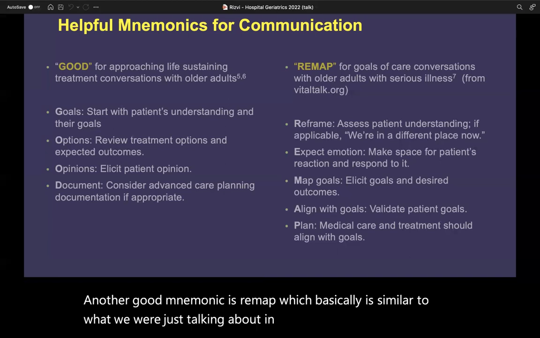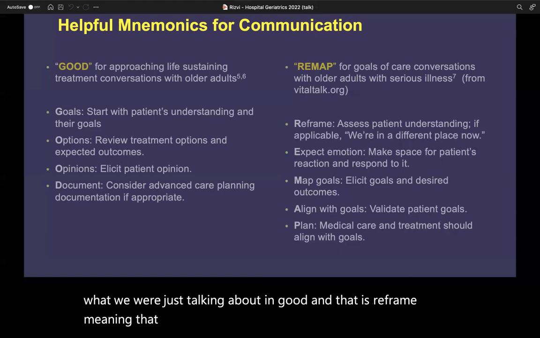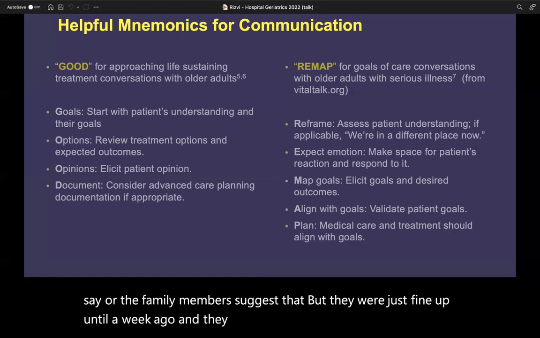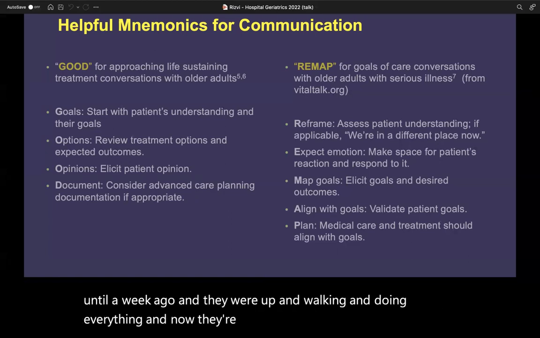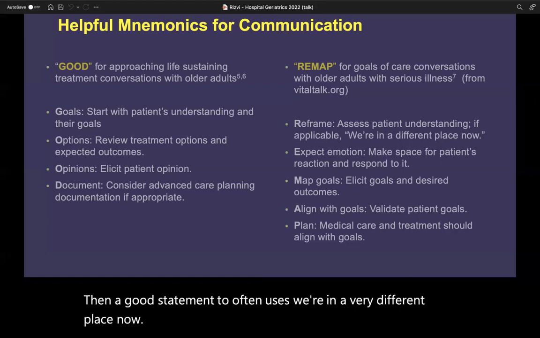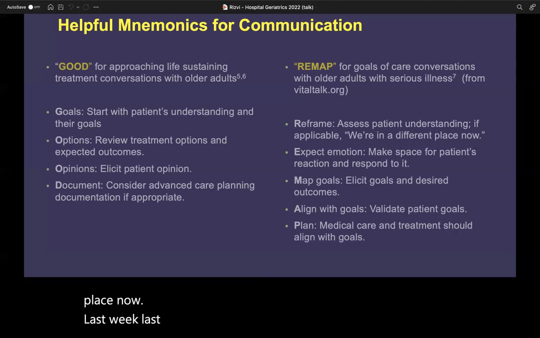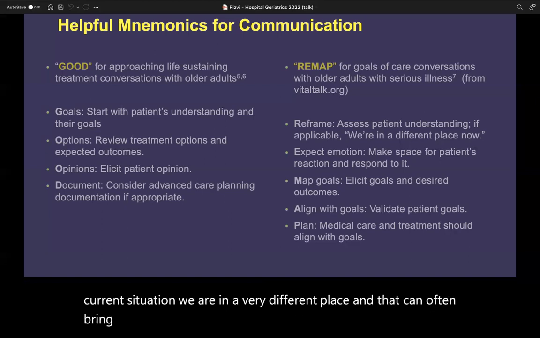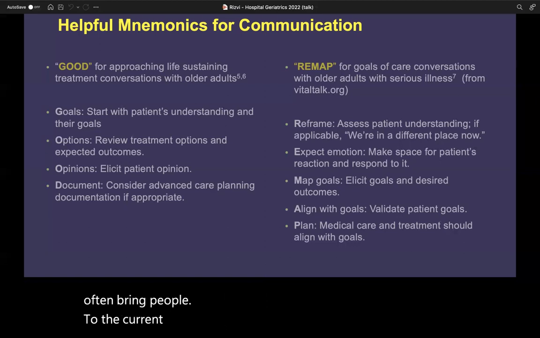And that is reframe, meaning that you assess the patient's understanding. And if the family members suggest that, but they were just fine up until a week ago, they were up and walking and doing everything, and now they're coming in with a stroke and can barely move, then a good statement to often use is, we're in a very different place now. Last week, last month was a very different time, and now, given his current situation, we are in a very different place. And that can often bring people to the current reality that you might be dealing with.